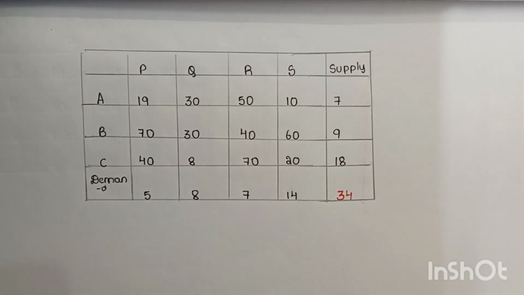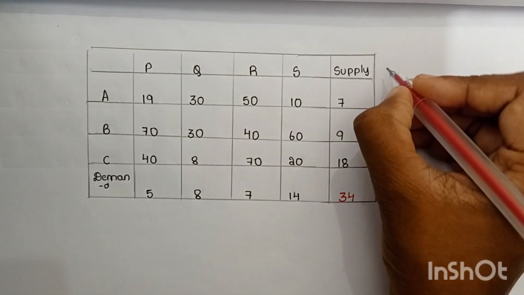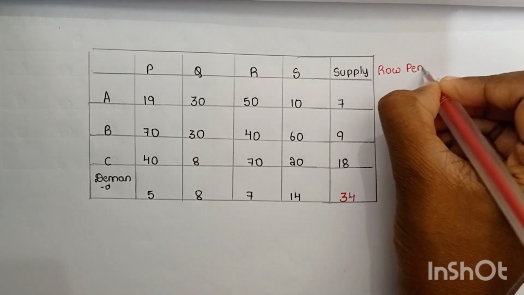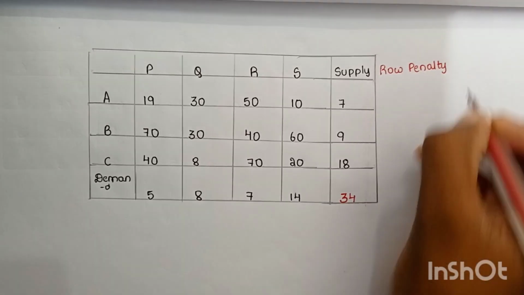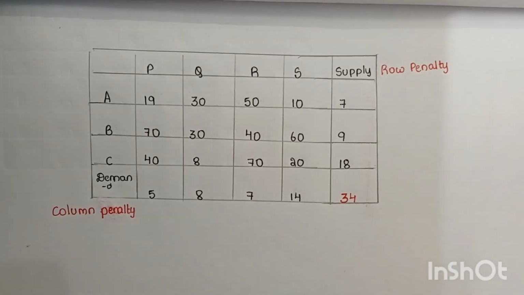For starting the allocation, first we have to identify the row penalty and also the column penalty. So let me write it first. Row penalty. Here we have to write the column penalty. You might be wondering what is this row and column penalty? It is nothing but the difference between the least value and the second least value.